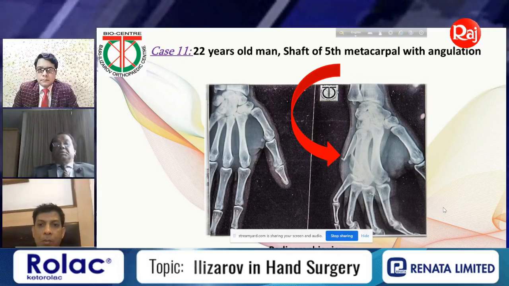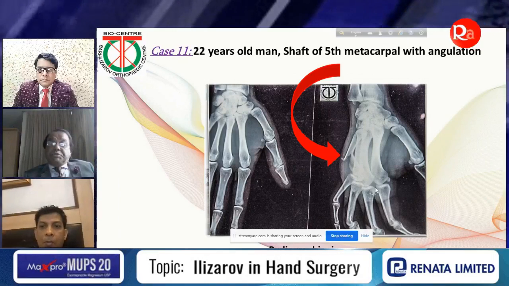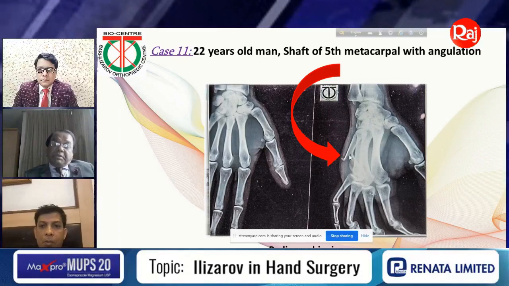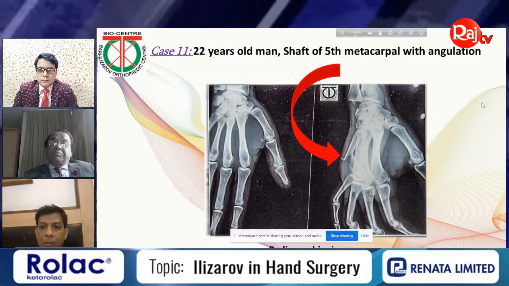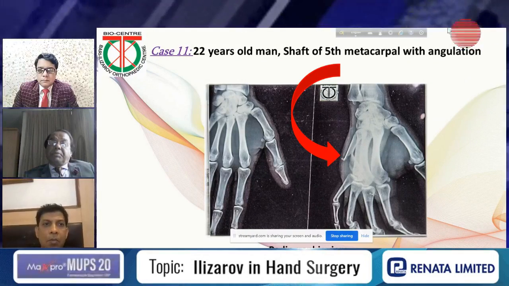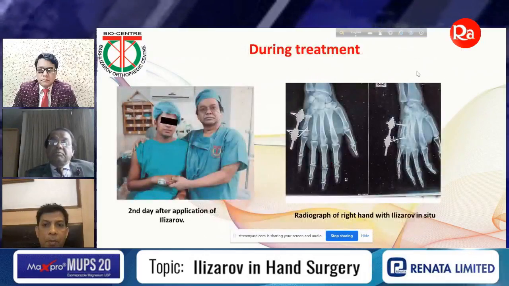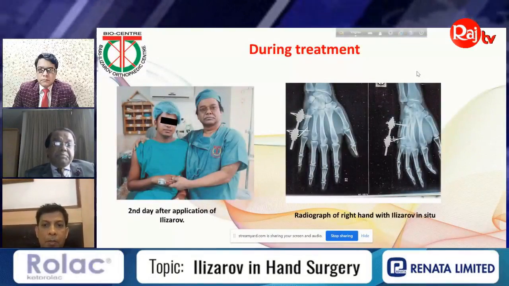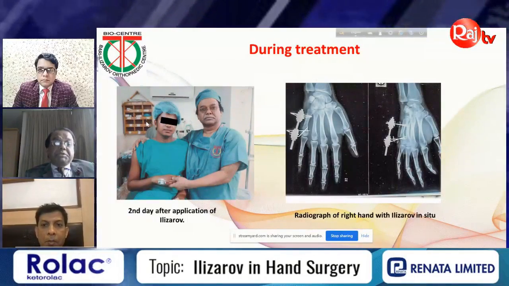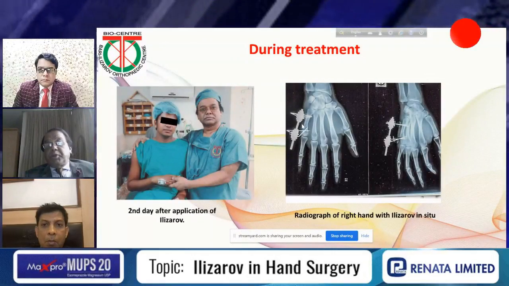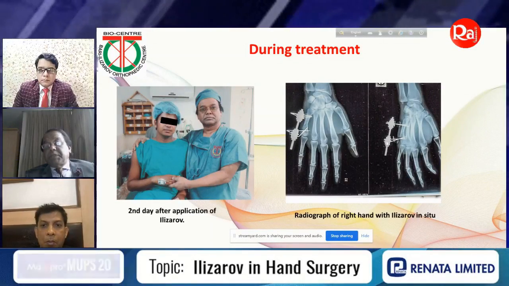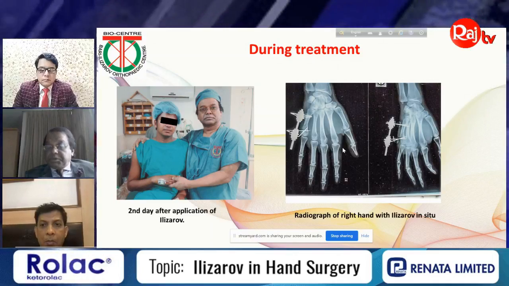Now, a very simple case. You can see, you can put the splint also. Angulation of the shaft of the fifth metacarpal. Now, what I have done, see, a young chap, second day after application of the mini Ilizarov, very simple, bending the wire is very important. And then this is corrected. Radiograph you can see here.